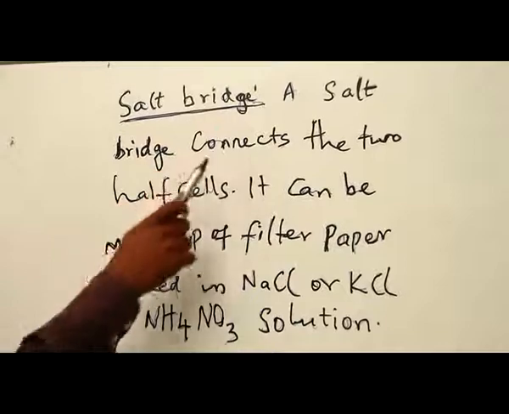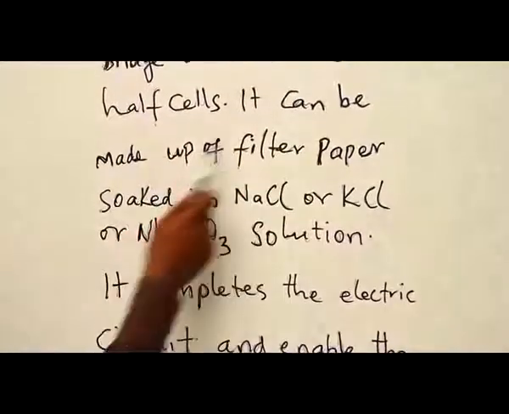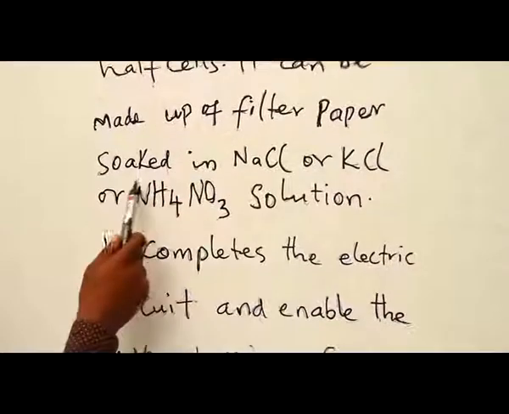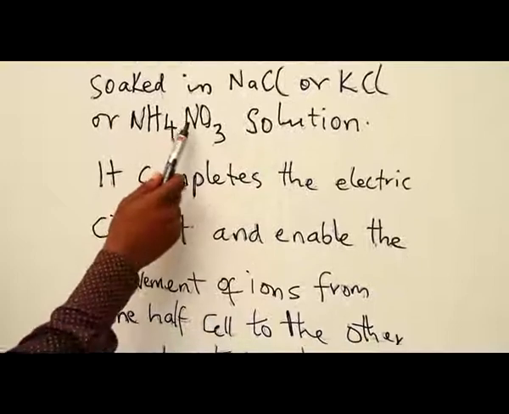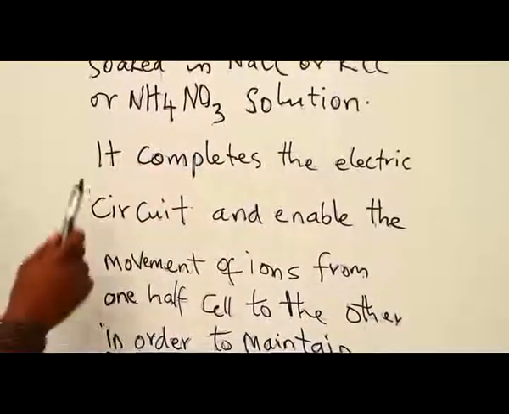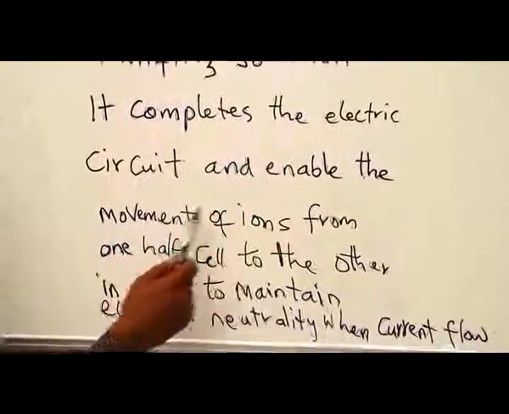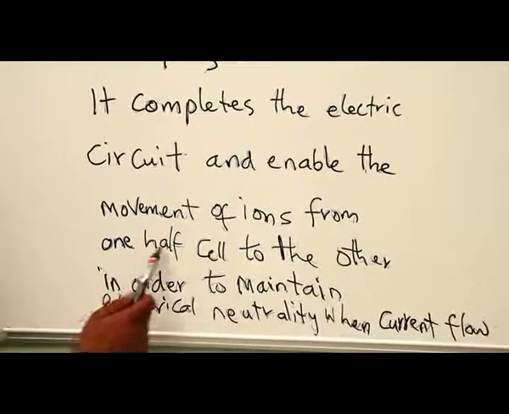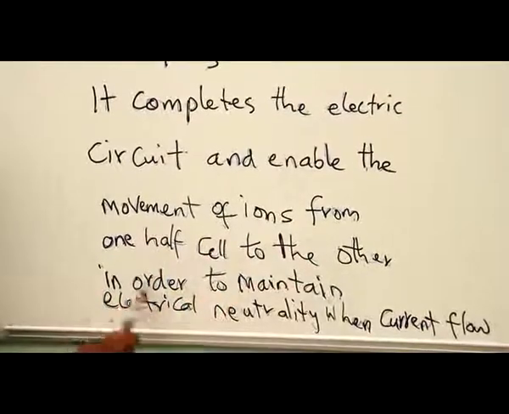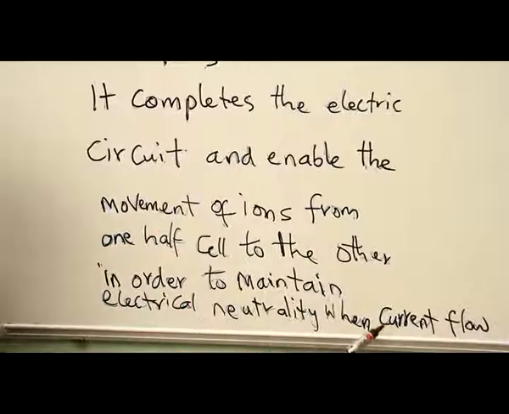Salt bridge. A salt bridge connects the two half cells. It can be made up of filter paper soaked in sodium chloride or potassium chloride or ammonium trioxonitrate(V) solutions. It completes the electric circuit and enables the movement of ions from one half cell to the other in order to maintain electrical neutrality when current flows.